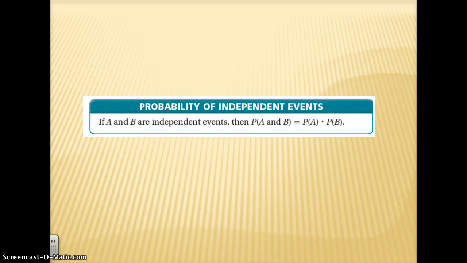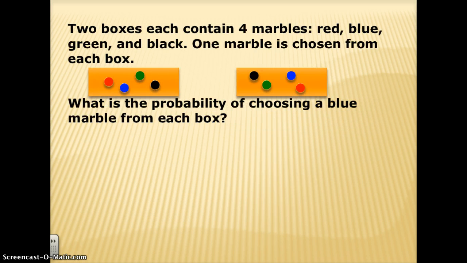Probability of independent events. If A and B are independent events, then the probability of both A and B happening is equal to the probability of A times the probability of B. 2 boxes each contain 4 marbles: red, blue, green, and black. 1 marble is chosen from each box. What is the probability of choosing a blue marble from each box?